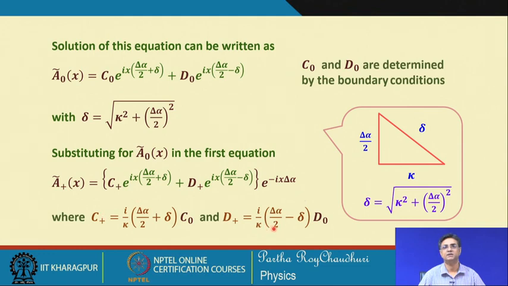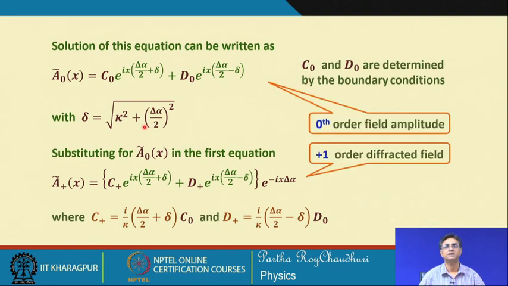You can calculate these values, and it is more important to know C 0 and D 0, because if you know C 0 and D 0, then we can calculate C plus and D plus, because they are in terms of C 0 and D 0. But C 0 and D 0 come from the boundary conditions. We will see that considering some.